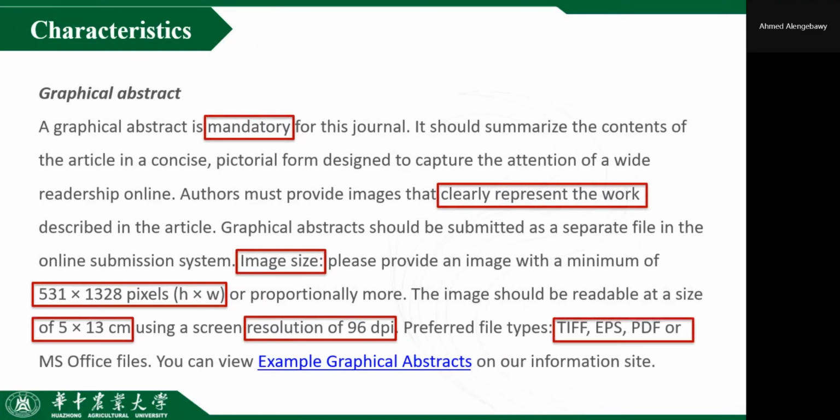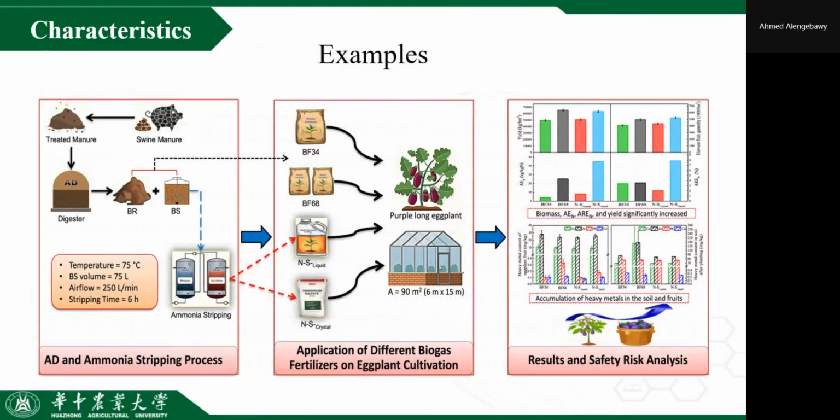They also recommend some extensions if you want to send your graphical abstract along with your paper: TIFF, EPS, PDF, or Microsoft Word. Here are some examples of my own previously published work. It is a graphical abstract and a type of graphical abstract. We will talk about the styles and types of graphical abstract later.